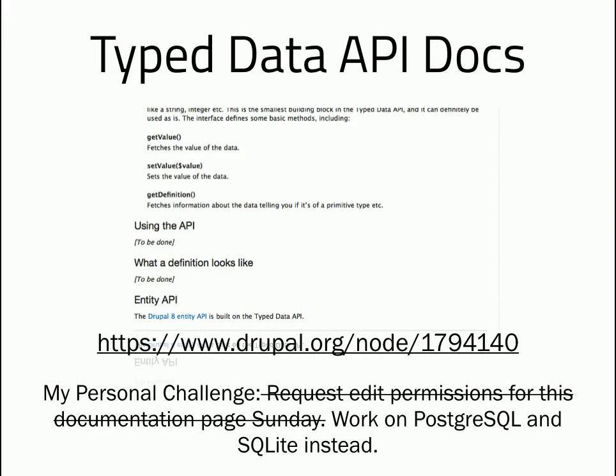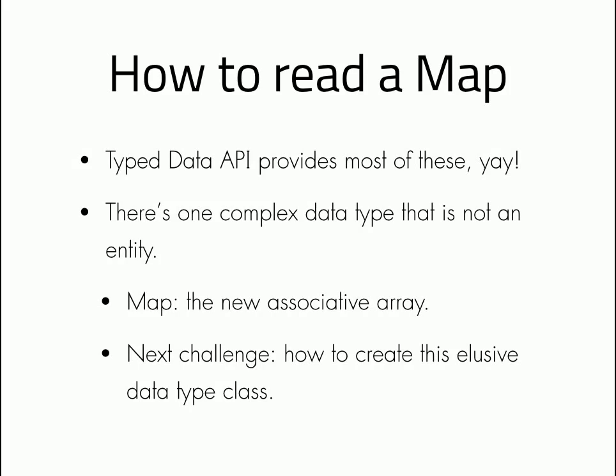So going back to type data and entities, I found there's one complex data type that's not an entity, and that is the map type data. So what is the map? It's basically a glorified associative array. So think of our info files, our info hooks. Drupal loves associative arrays, and map is pretty much the way of describing associative arrays in Drupal 8, if you're thinking of a data type.